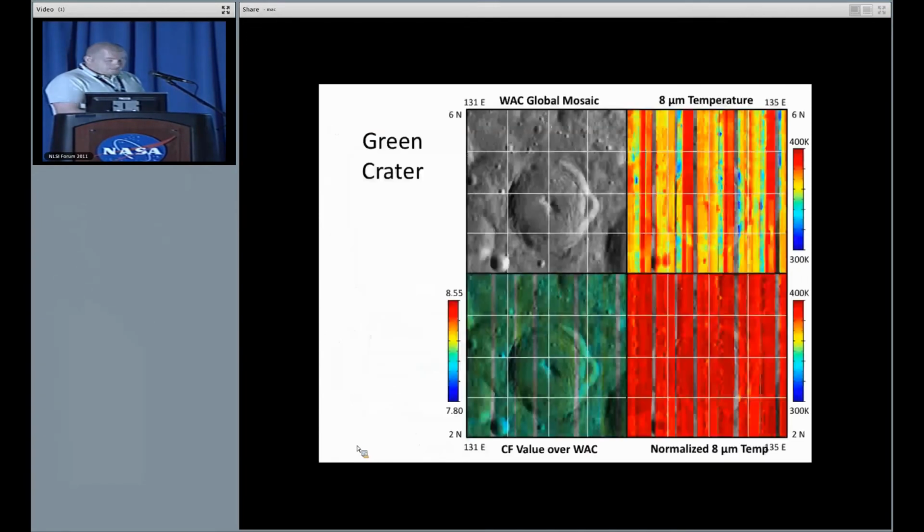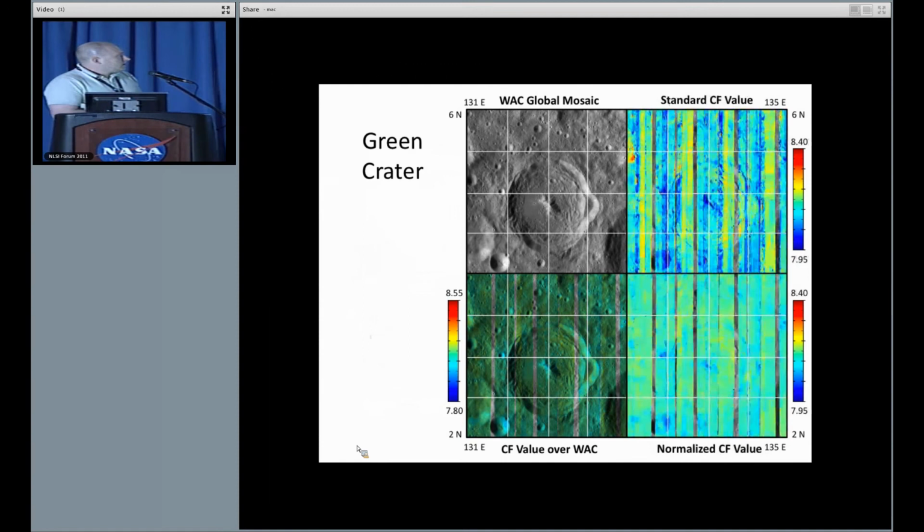Just to demonstrate this quickly, this is Green Crater, which is an equatorial far side crater, and this is what the 8 micron temperature looks like without the correction. When you do the correction, you get a much more isothermal scene, and how this relates to the Christiansen feature position: you have quite a bit of striping depending on when each observation was made, and when you correct it, you've eliminated most of that striping in some of the more extreme pixels.